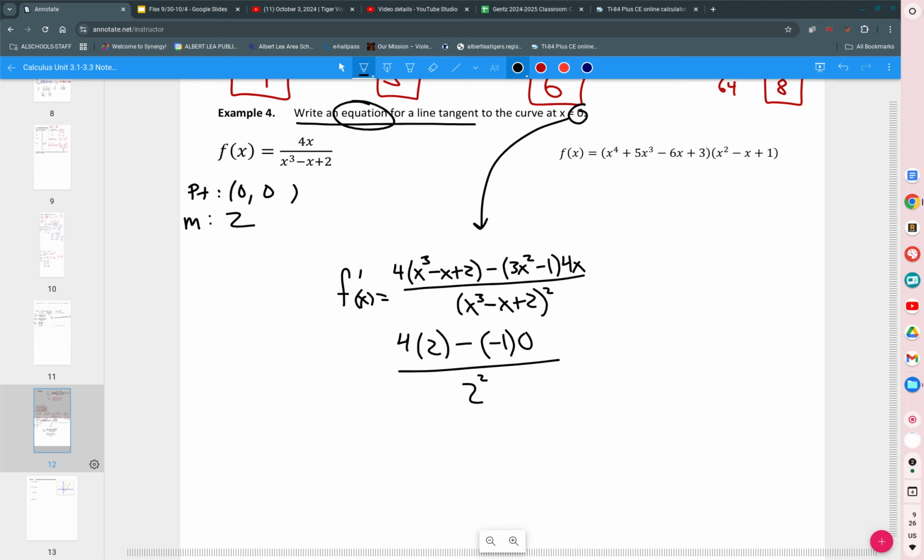What about the minus and negative 1? So won't that be a plus 1? Because 0 times negative 1 is 0. Thanks for asking. Therefore, my equation is y is equal to 2x. Simple as that. Okay.